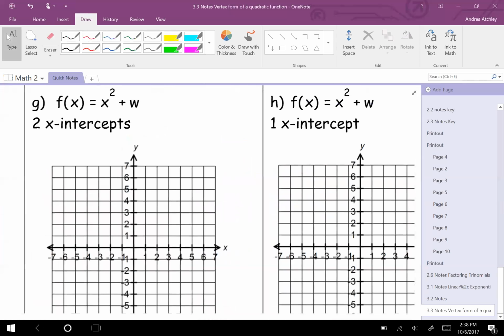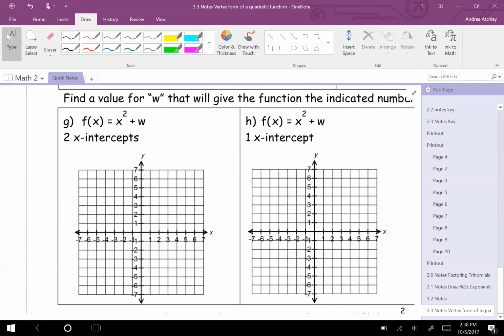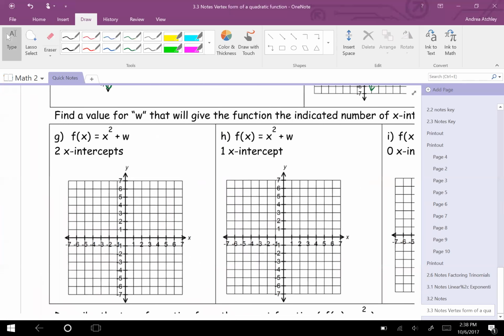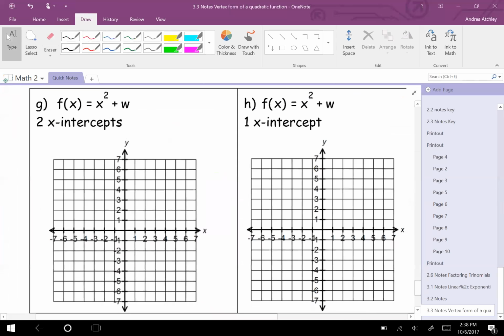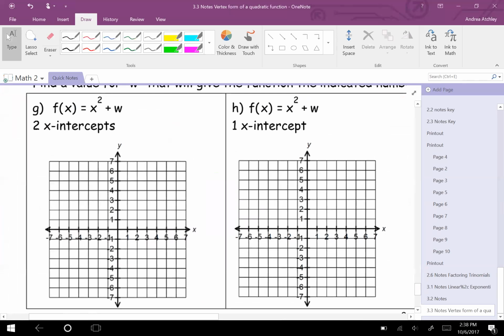Now we want to find a value for W that will give the function the indicated number of x-intercepts. So what I have here is x squared plus W. What is that W going to do to my graph? Move it up, down, right, left, stretch it or shrink it? What if I plug in a number for W, is that going to move my graph up, down, right, left, stretch it or shrink it?